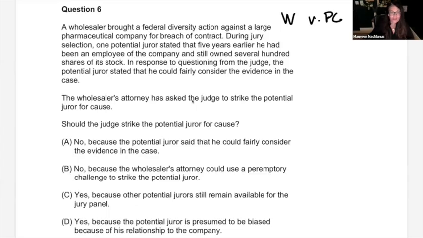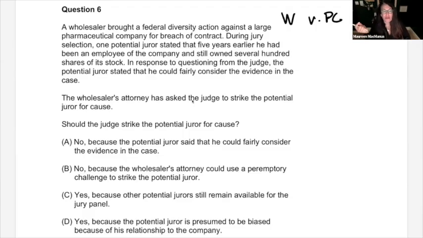That's going to create a presumption of bias. So still owns several hundred shares of its stock. Don't make an assumption here that that's a lot, right? Maybe there's like, I don't know, millions of shares, right? If that's the case, this might not be a big amount. So don't make an assumption based on that because it could totally lead you astray.